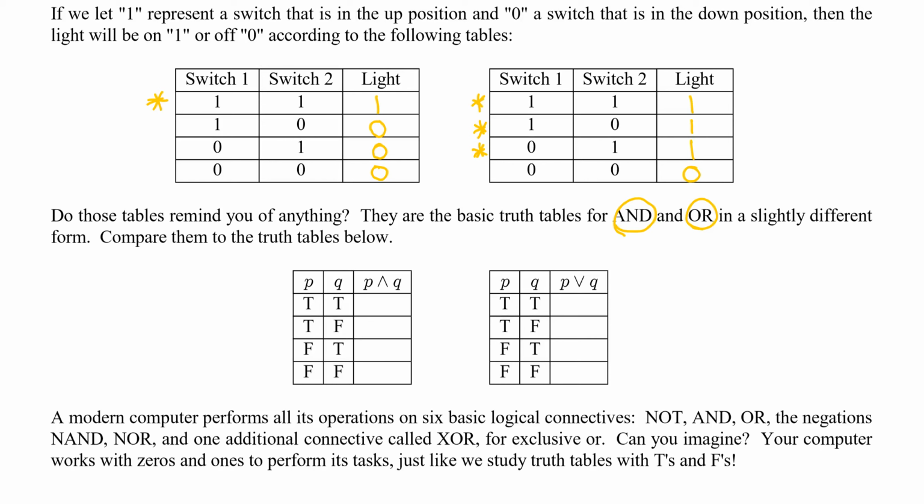But let's look at the pattern. Here's our conjunction, P and Q. Recall from the previous video that a conjunction is true only when both components are true. Every other time it is false. Notice this pattern. A 1 with 3 zeros is similar to a T with 3 Fs. The code is simply different. Instead of a T, we have a 1. Instead of an F, we have a 0.